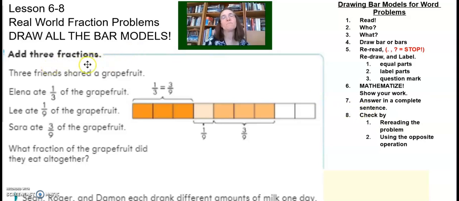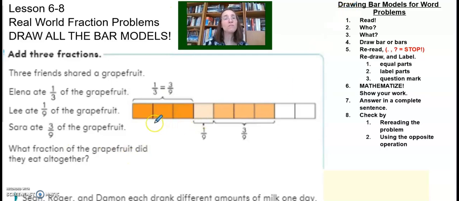So the first one is adding more than one fraction. Three friends shared a grapefruit. Elena ate a third of the grapefruit. Lee ate a ninth of the grapefruit, and Sarah ate 3/9 of the grapefruit. What fraction of the grapefruit did they eat altogether?